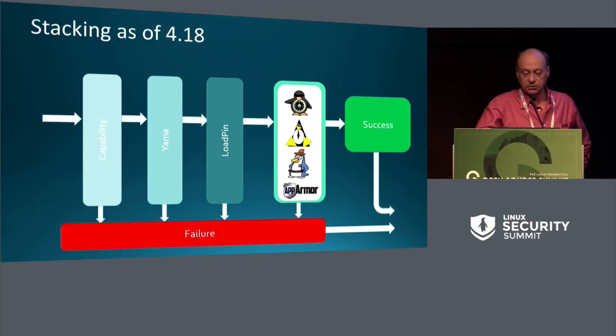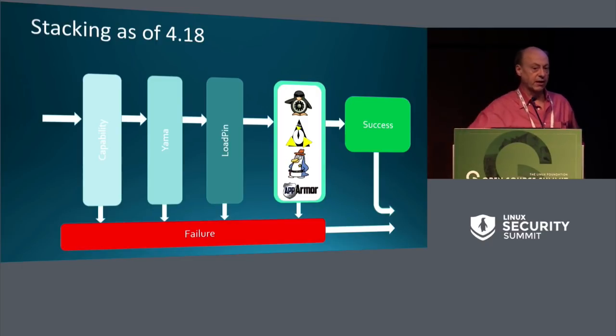So as of today, what the security module stacking looks like is you have a set of minor modules, capability being the first one, then YAMA and LoadPin, and then you get to choose one of the major modules.